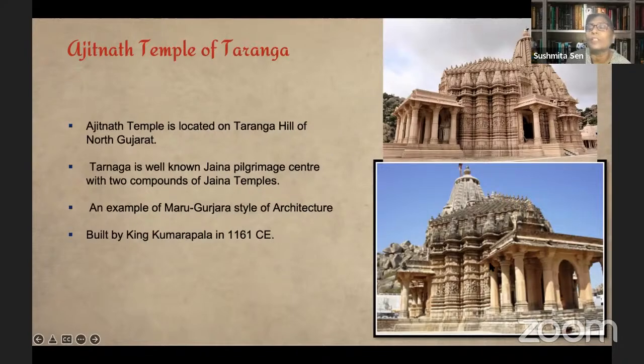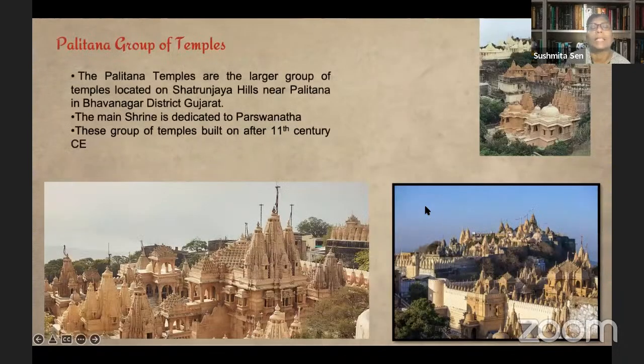You have the mandap, which is attached to the Garbhagriha. Here also we have a small veranda kind of thing, which is attached to the mandap and the Garbhagriha. So in Kumarapala's time, these temples were built. And then this is the Palitana or Shatrunjaya temple, which has many shrines around it, and this is dedicated to Parshvanath.